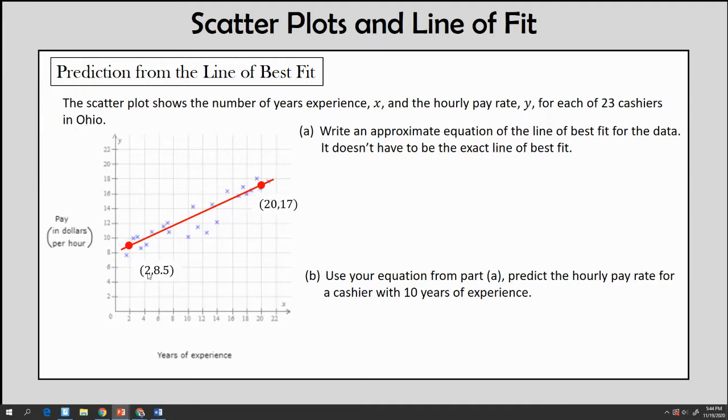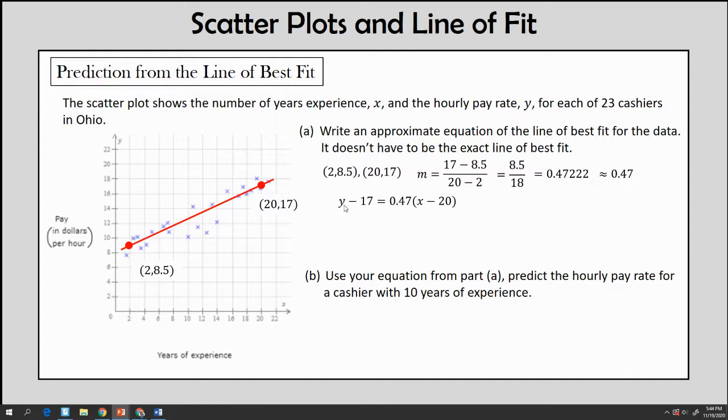Now if you choose 2, 9, that's fine. Again, we're going to be close. We're not all going to be perfect here. So I'm going to take these 2 points, and I'm going to write an equation for a line that goes through these 2 points. So the first thing I need is slope. 17 minus 8.5 over 20 minus 2. Get about 0.472222. I'm going to call it about 0.47. So that's my slope. It's positive. We're going up.